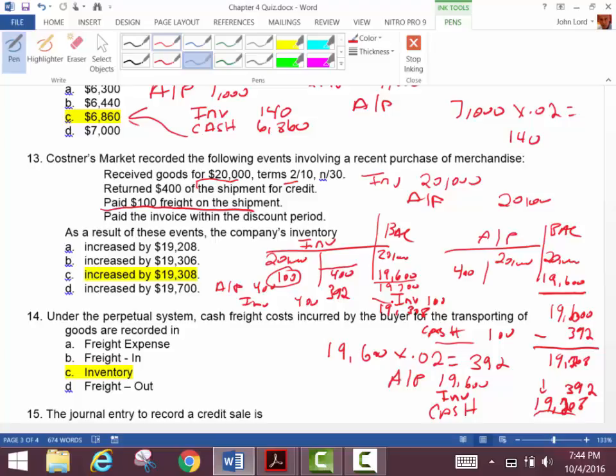I did. Yeah, I did. There's the freight right there, the $100. So the difference between what I paid, which is not what the question asked, they wanted the inventory, and what I paid in the account payable and what I put in the inventory was the amount of freight, right?